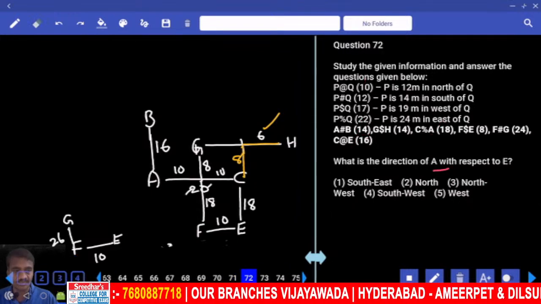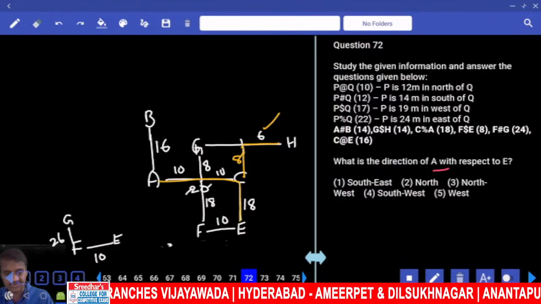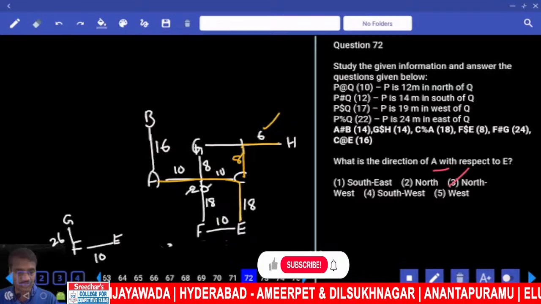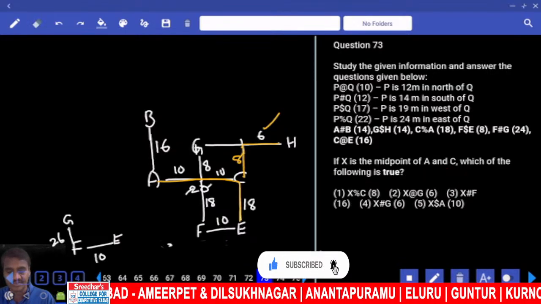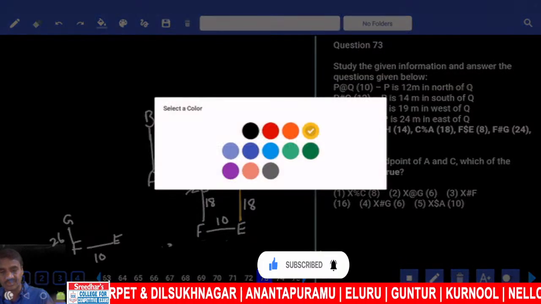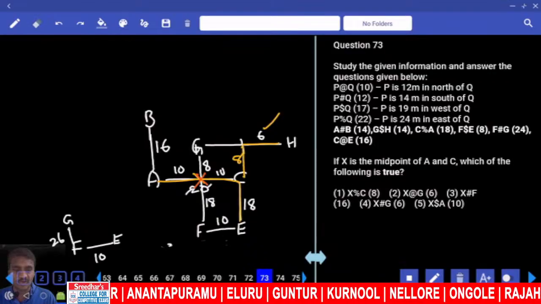And 72, direction of A with respect to E. Now north and west, northwest. Northwest, that is choice 3, 72. And X is the midpoint of A and C. Now X must be at this place in between A and C. Then which of the following is true?